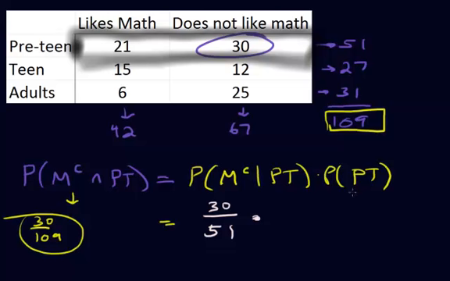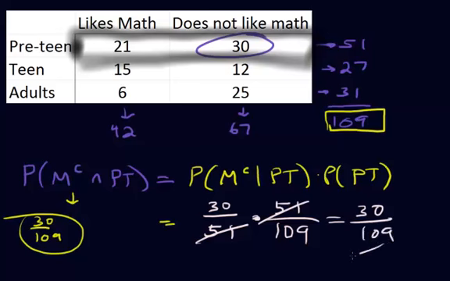Times, all right, what's the probability that you are a preteen? Well, that one's easier. There's 51 preteens, and there's no conditional on this, so it's simply the 51 preteens out of the 109 total people. Now look what happens. These cross off, and you get 30 over 109. So we get the same answer, but like I said, it's a roundabout way of getting to the answer.